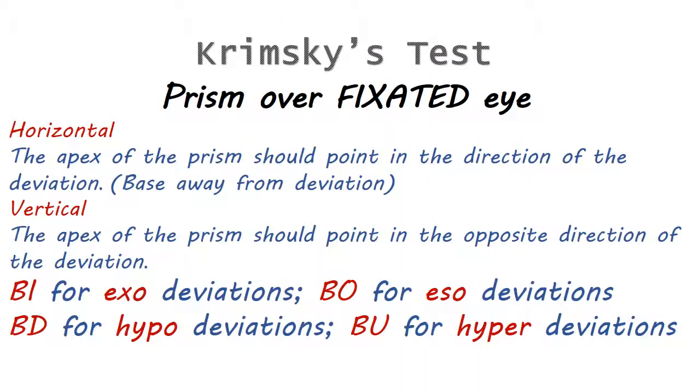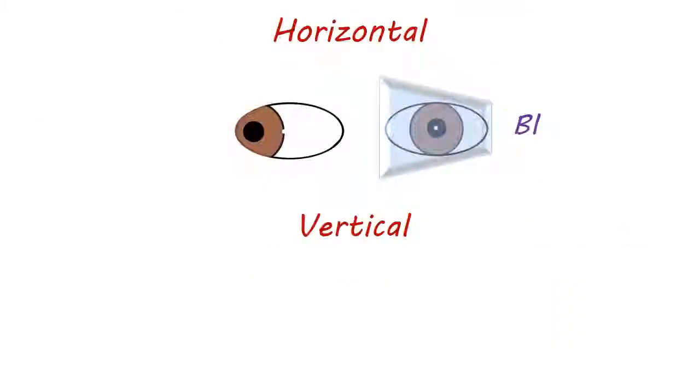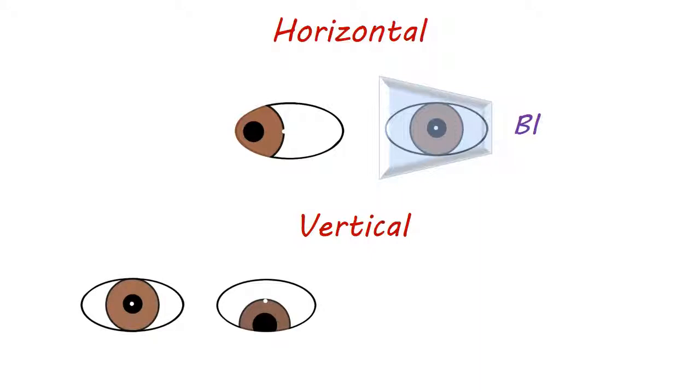And that's for horizontal. However, for vertical deviations, we're going to do the opposite. If we had a left hypotropia, for instance, if we were going to hold the prism over that left eye, that deviated eye, we would of course point the apex down, because the eye itself is a hypotropic eye. We're going to point the apex down and base up. But since we're holding it over the opposite eye, the fixated eye, we're not going to hold the apex down. We're going to hold the apex up, and it's going to be a base down prism.